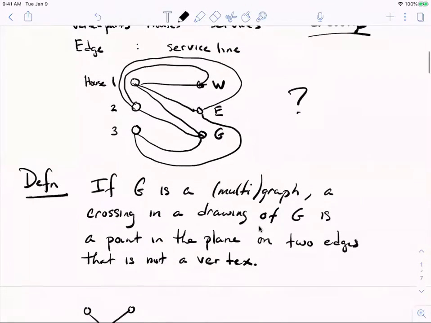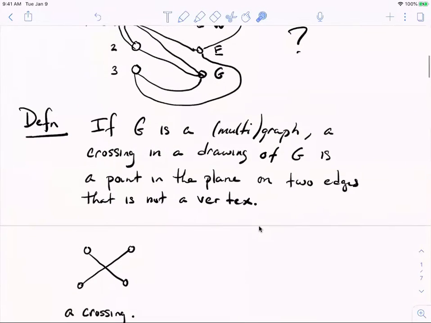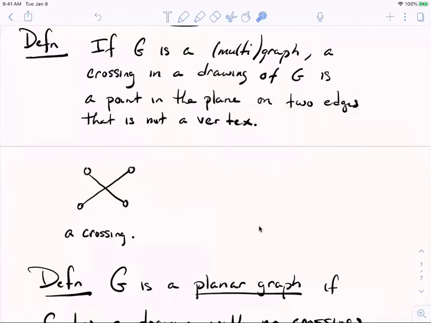What's a crossing, you say? Well, a crossing in a graph, a multigraph more generally, depends on a drawing. So we're bringing in some topology, some geometry here. A crossing in a drawing of a graph, we draw it in the XY plane, a two-dimensional plane, is a point in that plane that's on two edges, but it's not a vertex. That's what I was trying to avoid up here. I was trying to avoid the service lines crossing. Here's what a crossing looks like in a graph. We'll denote vertices like we usually do, open circles. And this graph has a crossing right there. There's a point on those two edges, but that point's not a vertex.